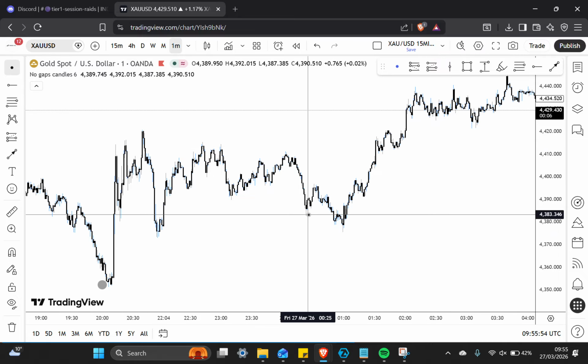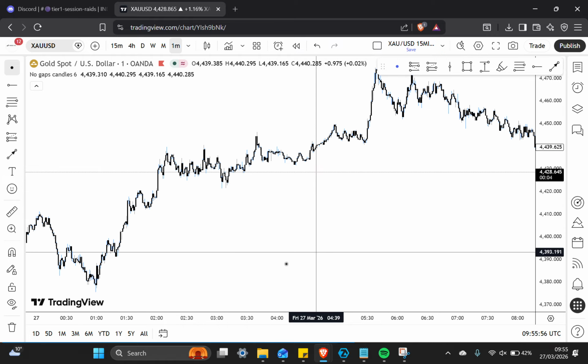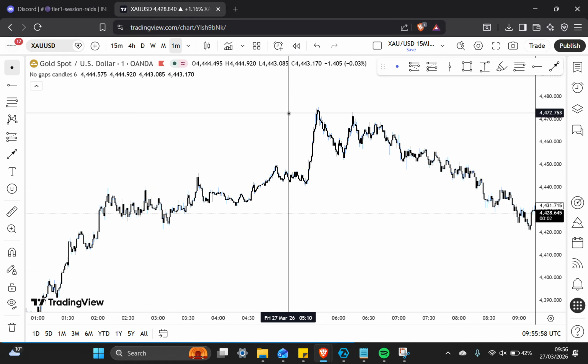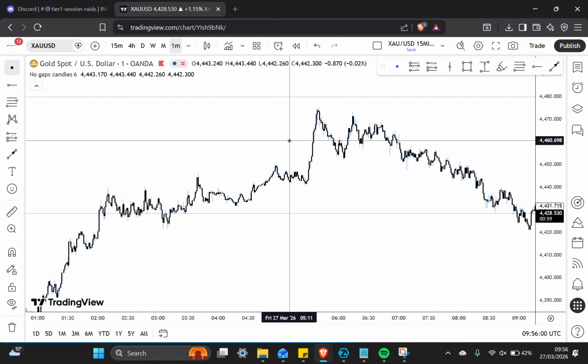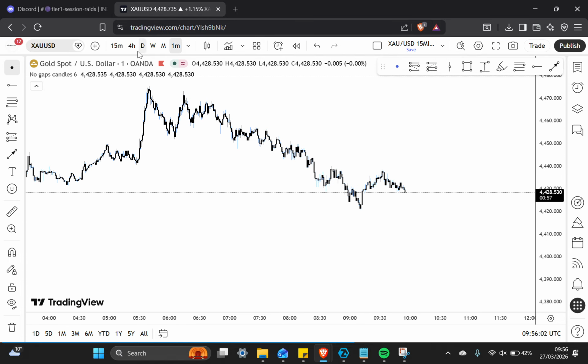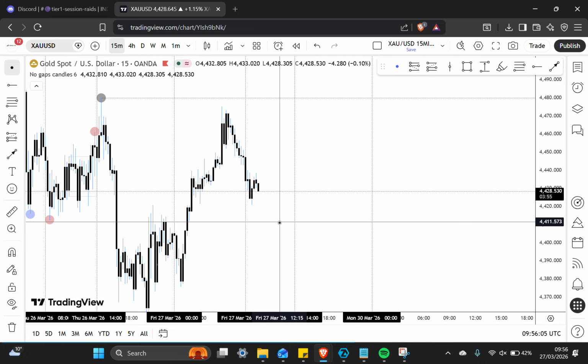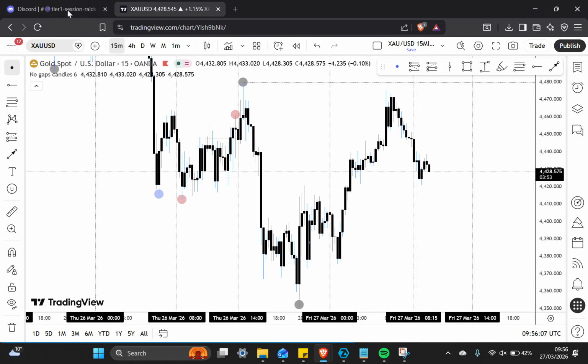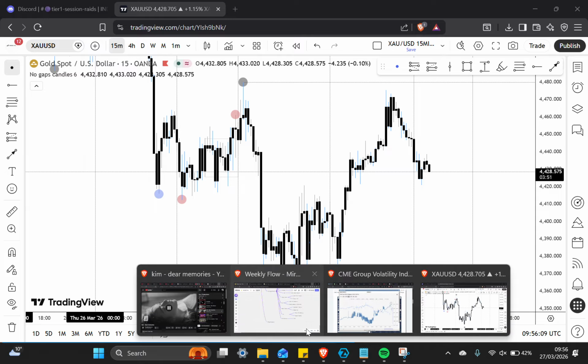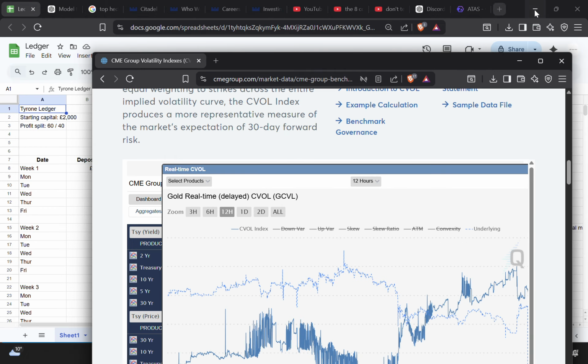I got involved again. Now this move, when I got involved from the 4,380s, I held it up until 4,460s. Okay, and then the shallow push to the downside revealed itself. Let's go back to the importance of understanding the CME. Let me pull this over here for us.